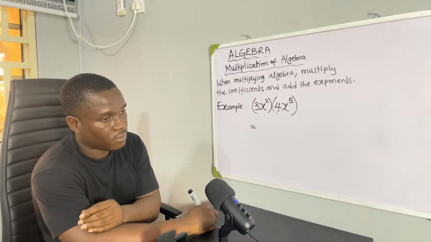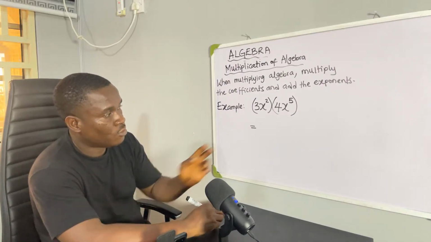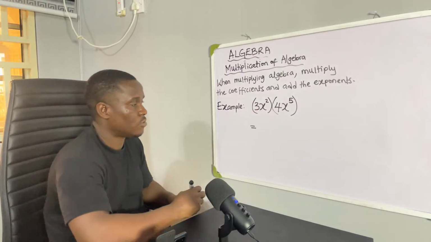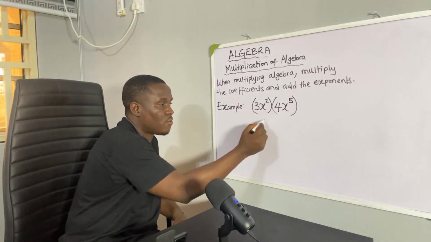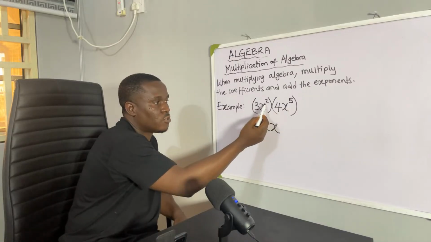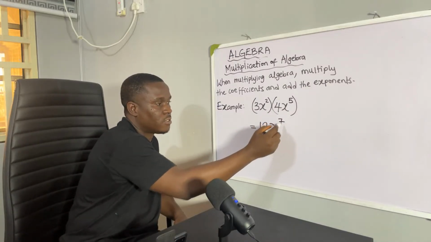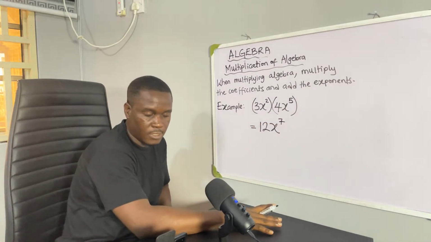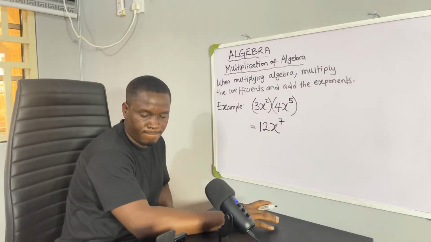When multiplying algebra, multiply the coefficients. Oh my God, we multiply them. And we add the exponents. Good. So we're going to do 3 times 4, 12, x. We add the exponents: 2 plus 5, 7. And that's the answer: 12x to the 7th. No way.